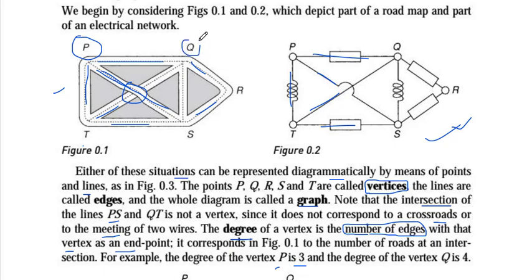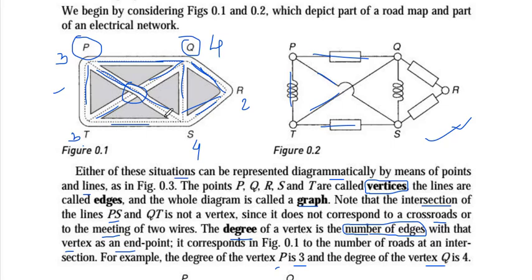Now calculate for Q. How many edges are connected with Q? One, two, three, and four edges. So the degree of vertex Q is 4. R has 2 edges, so the degree is 2. S also has 4. T is connected with 3. So the degree of vertex P is 3, Q is 4, T is 3, S is 4, and R is 2.